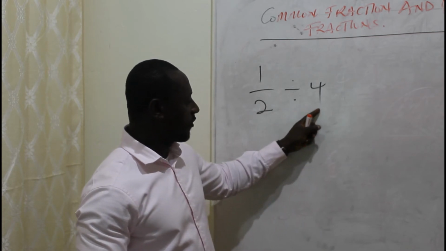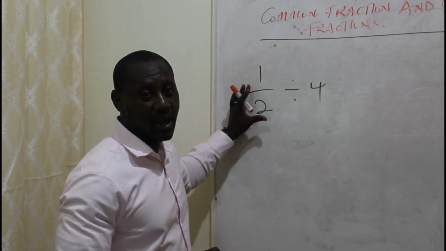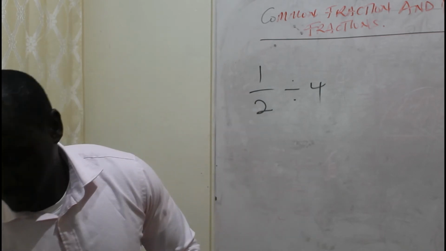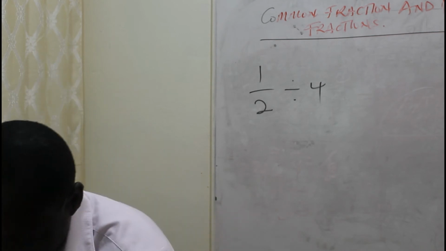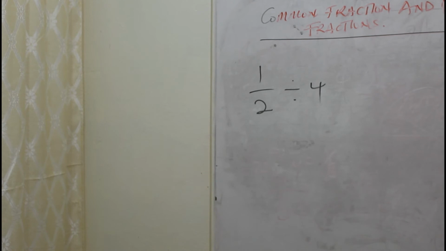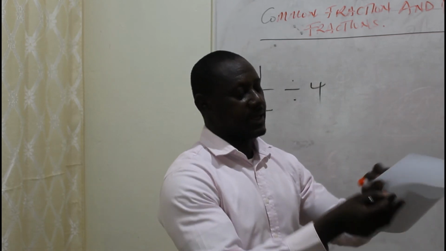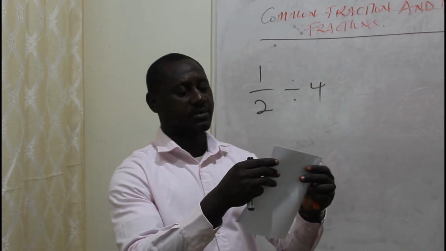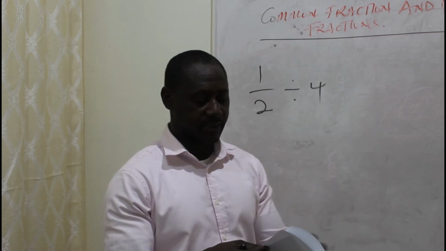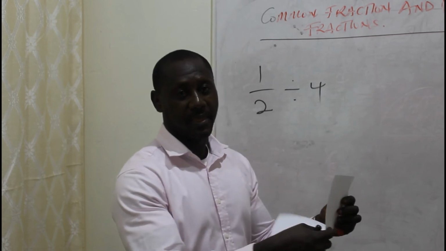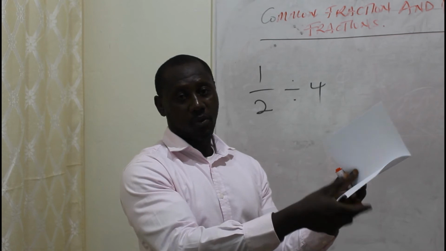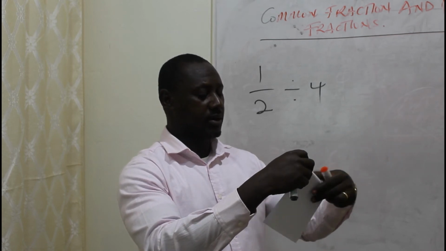The interpretation is that we have 4 people going to share half. We can do this demonstration by having a piece of paper like this, and dividing the paper into 2 equal parts, so that we have a half here. When you are done with that, we are going to divide the half for 4 people. So we are going to have it in this way.